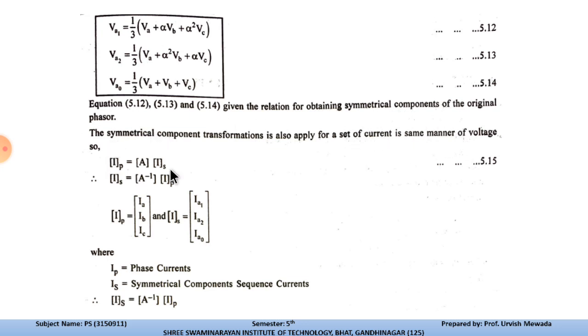So yes, we can write Ip is equal to A into Is, where Is is equal to A inverse of Ip. We can write this from the voltage equation. So Ip is equal to IA, IB and IC, and Is is equal to IA1, IA2 and IA0. Similar to the voltage equation, we have just replaced it with the currents of the given system or network, where Ip is the phase current and Is is the symmetrical component of the sequence current, and where Is is equal to A inverse into Ip.